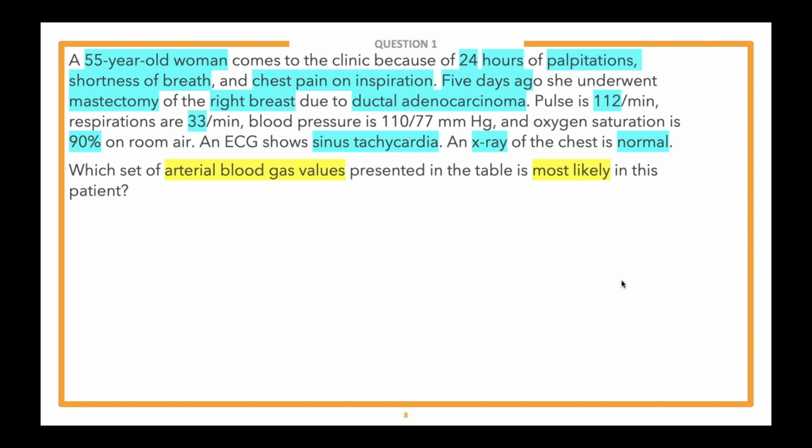So I think we've got a couple steps here. So I think one, we've got to figure out maybe what's going on in this patient, what's the condition, what's the issue here, and then two, based off that, what would be the suspected or likely ABG values that we would see in that condition in that patient. So let's go ahead and take a look at those answer choices.